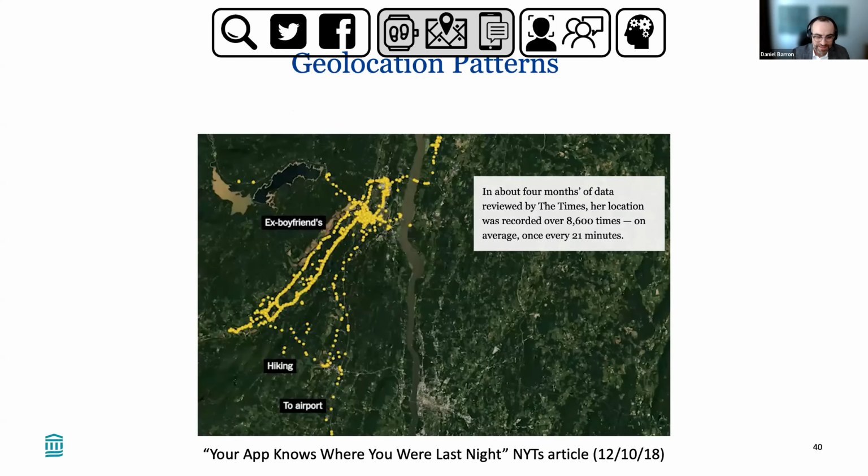Here's an op-ed or an exposé, I guess it would be, from the New York Times a few years back. The New York Times had revealed that a woman's app was recording her location 8,600 times, once every 21 minutes, and could actually trace where she was, absolutely without her consent, which can be very alarming and inappropriate. However, when I look at this data, I'm thinking, wow, look at this really cool curve.